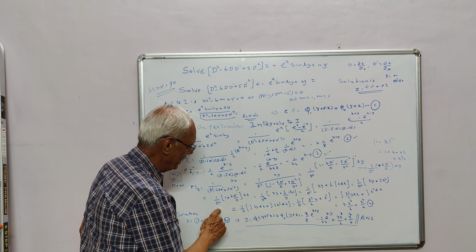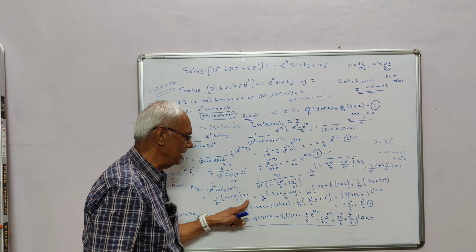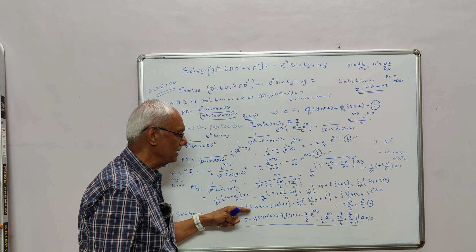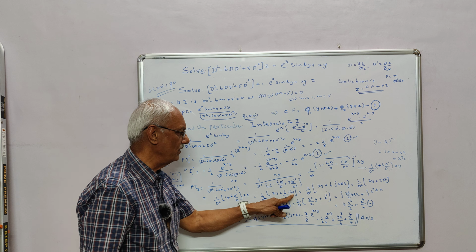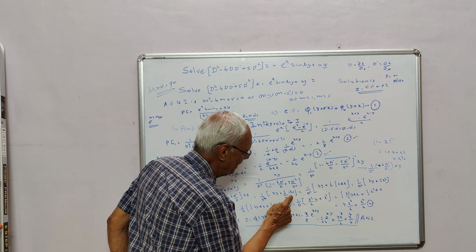So 1 by D squared into xy plus 6 into D dash. That means differentiate xy with respect to y. So what happens is, with respect to y it is 1. So you will be left only with x. Now, what is the meaning of this? 6 by D into x.